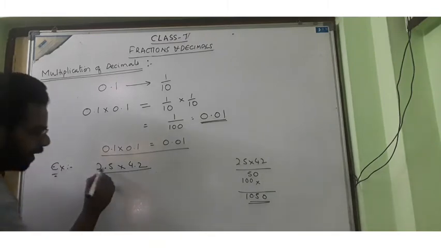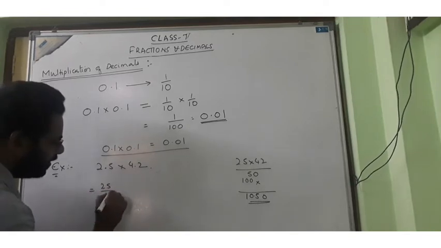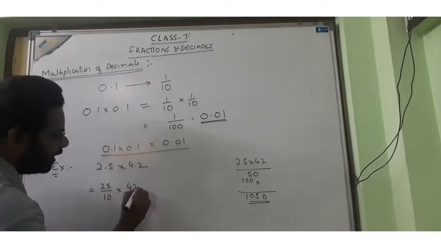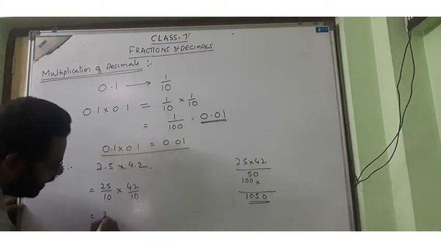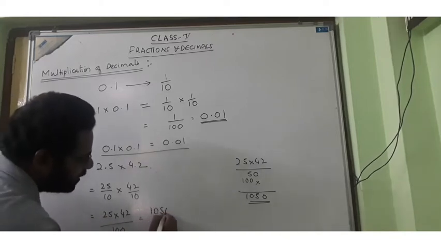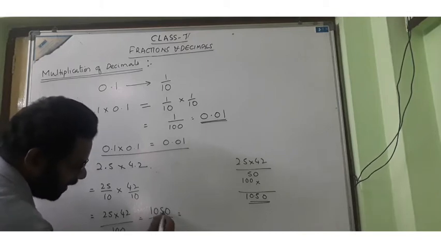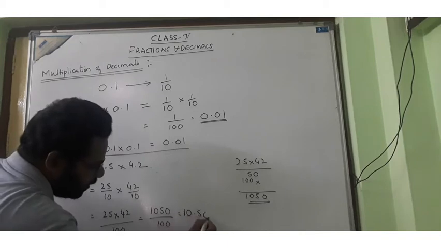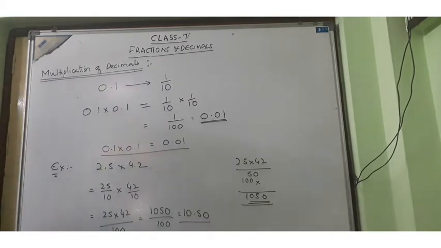Now in our way also we will do. 2.5 into 4.2 means we have to multiply 2.5, which is 25 by 10, into 42 by 10, which is 4.2. So now we multiply 25 into 42 in the numerator and 10 into 10, 100, in the denominator. 25 into 42 we got 1050 by 100. Divided by 100 means from the right hand side we have to put the point after two digits. So this answer is also the same, both are the same. Like this we will do the multiplication of decimals.